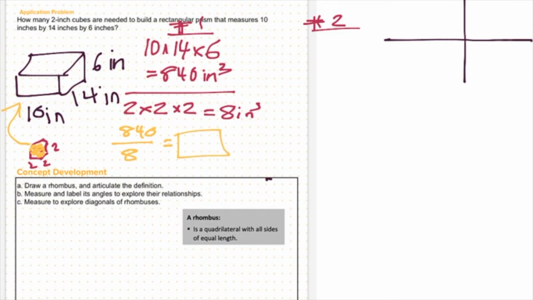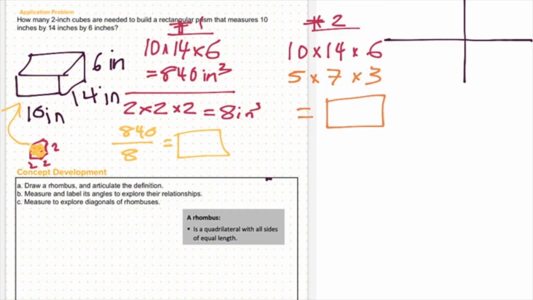The other way is to think of it and say, okay, well, 10 inches would be 10 cubes if they were all 1-inch cubes. But this is telling me 2-inch cubes. That means half the size. So instead of saying 10 times 14 times 6, I'm going to say, well, if it's a 2-inch cube, that means it's only 5. And instead of 14 with a 2-inch cube, it's only 7. And with a 2-inch cube, or half, it's only 3. And I'm going to multiply right there. You should get the same answer for both of them.